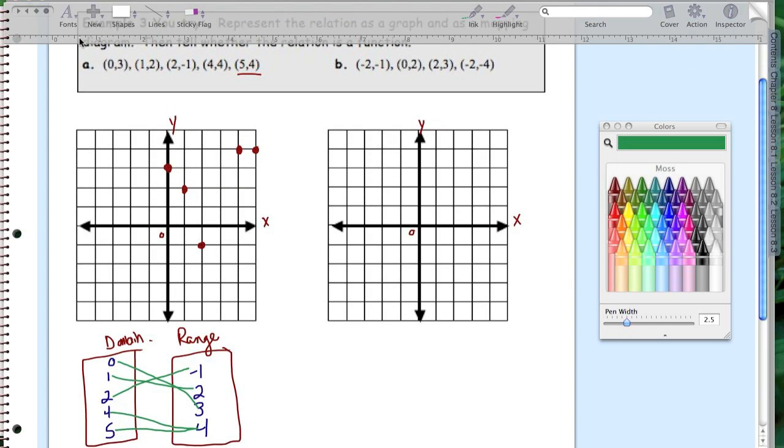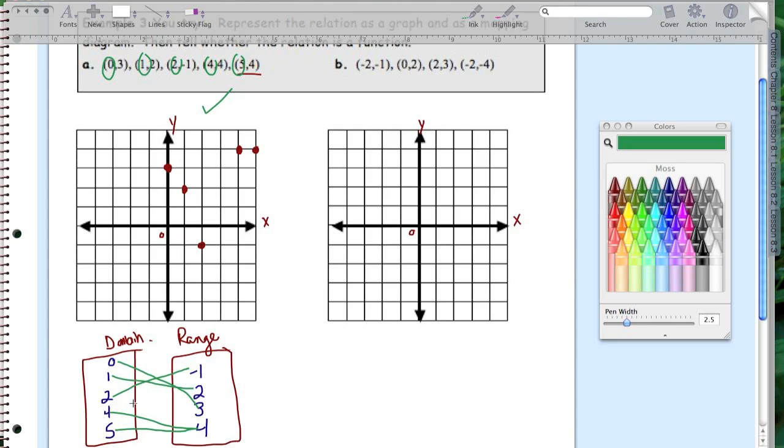I can look a couple of places. Do any of my x's repeat? 0, 1, 2, 4, 5? Nope, it is a function. I can do a vertical line test here. I could take a line. If I hit any of these points, taking my vertical line across in more than one spot, nope, I wouldn't. It's a function that way.